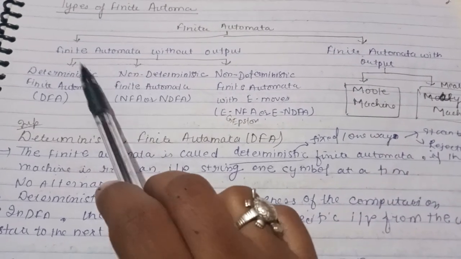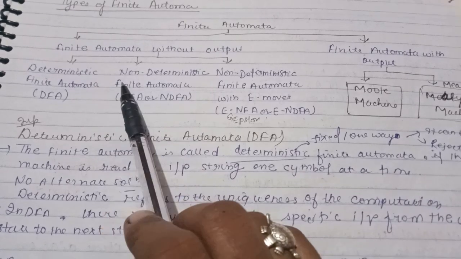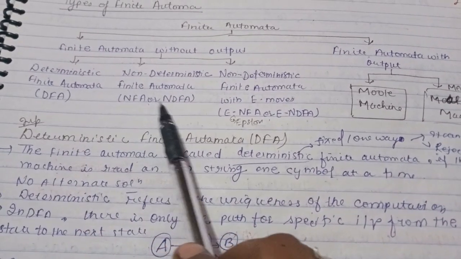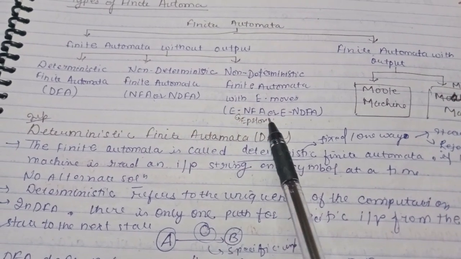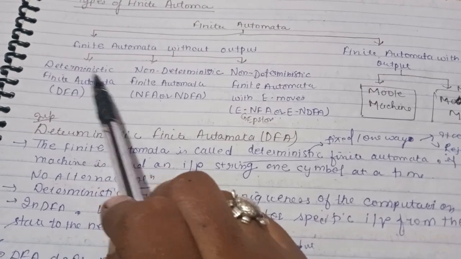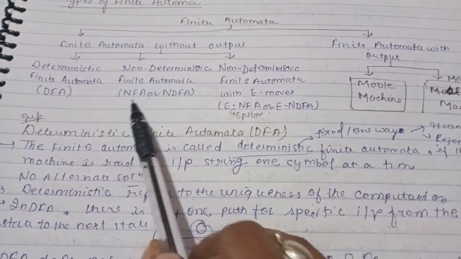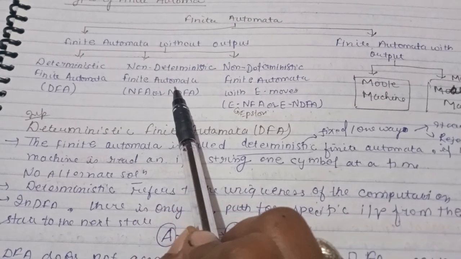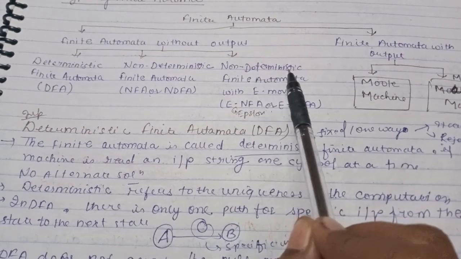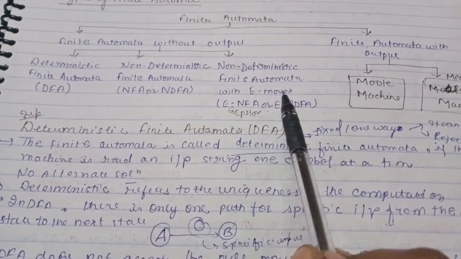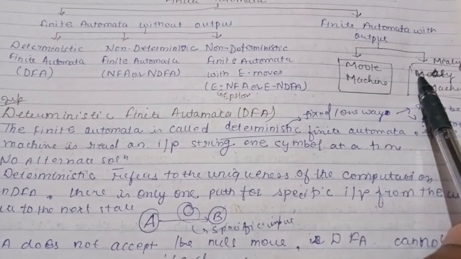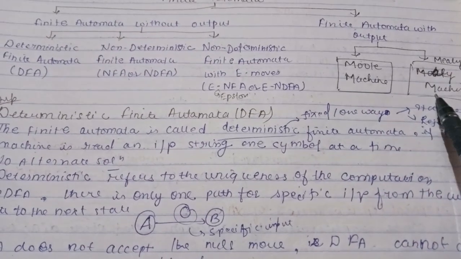Therefore, next, the finite automata without output is further divided into three categories, that is DFA, NFA or NDFA, or ENFA or ENDFA. As DFA is deterministic finite automata, NDFA is non-deterministic finite automata, and ENFA or ENDFA is non-deterministic finite automata with E moves. And here finite automata with output is divided into two parts, that is Moore machine or Mealy machine.